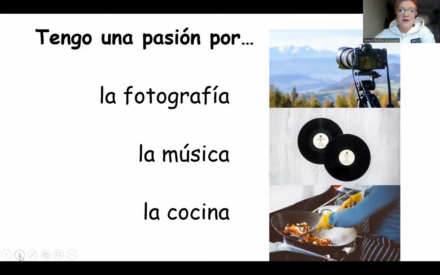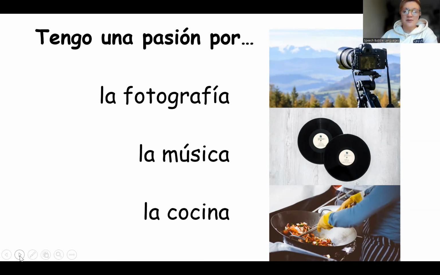Let's take a look at some other pasiones. At the top, we have la fotografía. Accent on the end there, la fotografía. Accent on the U here this time. Listen to it carefully and try it after me. La música. La música. And for our final one, cooking, we're going to make that nice th sound, the tongue between our teeth for the second C there. La cocina. La cocina.